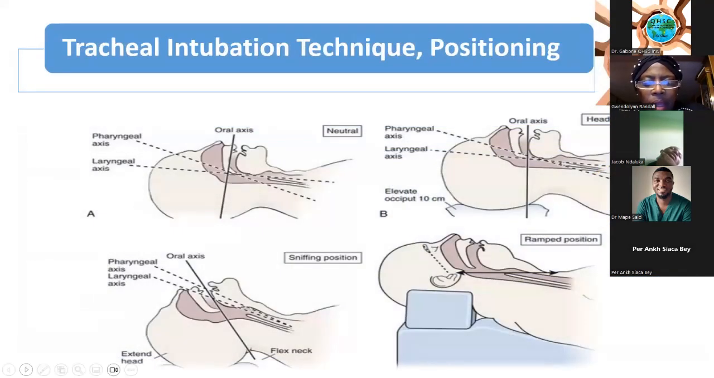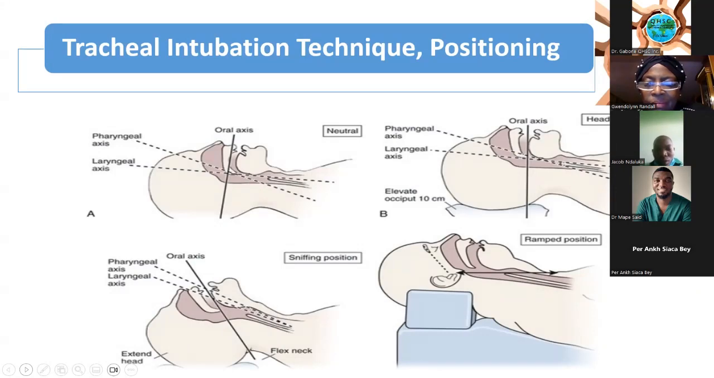Next slide. I'm just curious to find out from my ICU and anesthesia colleagues and other people who are covering their hospitals, how many of you have a difficult airway cart already made up and in place? Just put it in the chat if you do.